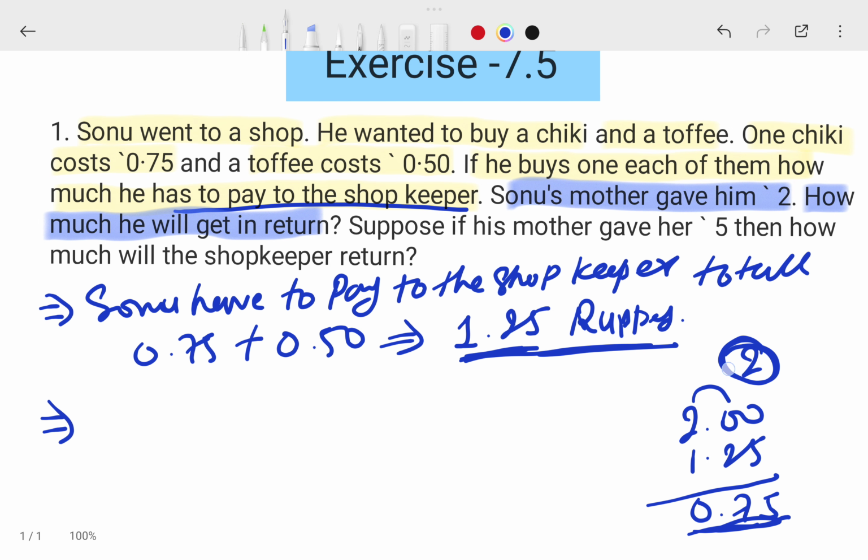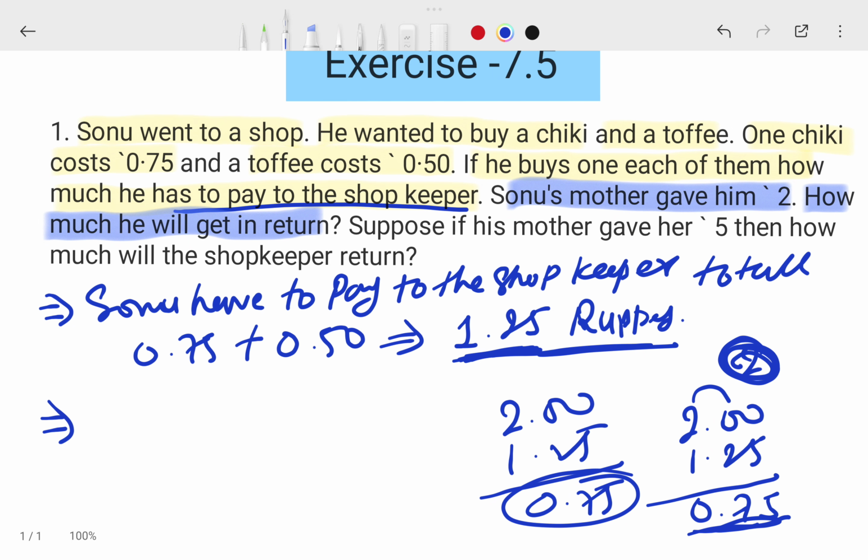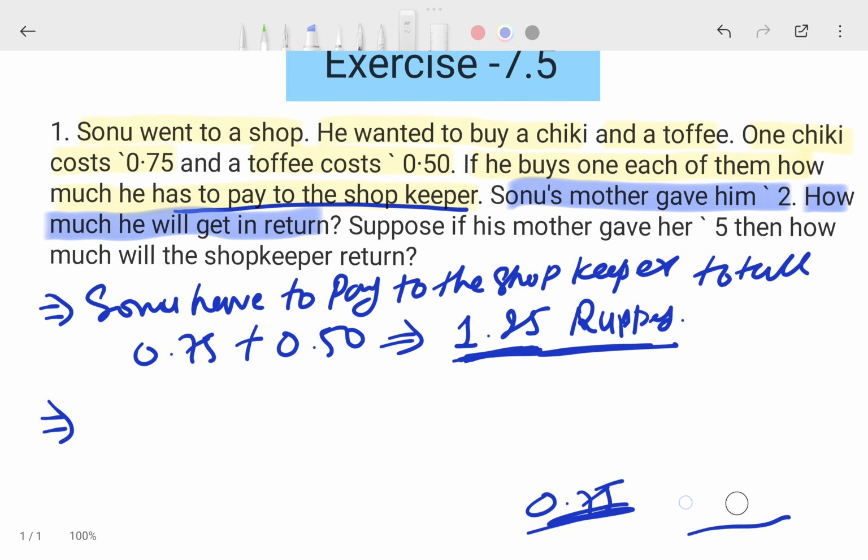Because Sonu's mother gave 2 rupees to Sonu, and Sonu went to the shop and bought a chicky and chocolate for 1.25 rupees. So 2 rupees is there. Out of this 2 rupees he already spent how many? 1.25. So how much will the shopkeeper return to him? 0.75. So whatever the shopkeeper returns, Sonu will return to his mother. So how much money is returned? 0.75. So now let's write the answer of this question.